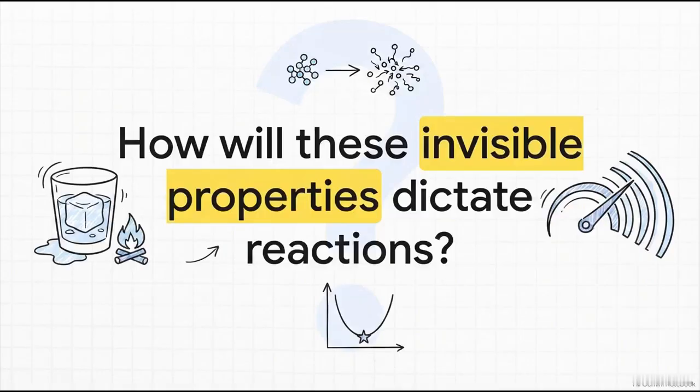So, I want to leave you with this provocative thought. The next time you watch a simple cube of ice melt in a glass of water, or you see a car speeding down the highway, try to look past the obvious. Knowing how heat content and energy dispersal govern literally everything we do, how will these invisible properties, enthalpy and entropy, dictate the very next physical reaction you observe? The fundamental rules of the universe are happening right in front of you, every single second, if you just know how to measure them. Thank you so much for joining me for this explainer.